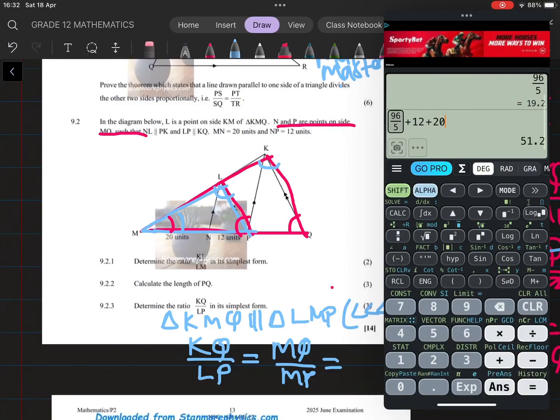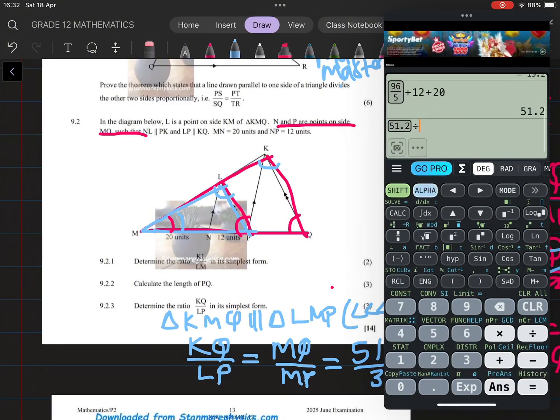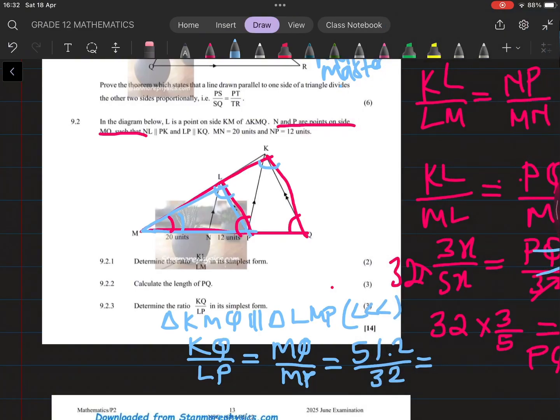Good, remove everything. 52. We add the whole sides, that will be 51.2 divided by MP, which is going to be 32. It's already calculated, and let's see what we get. We're going to have 51.2 divided by 32, that is 8 over 5. Then we get 8 divided by 5.